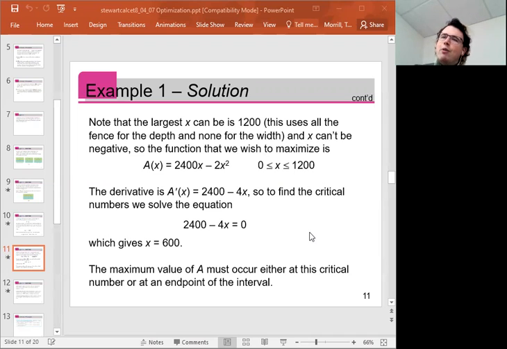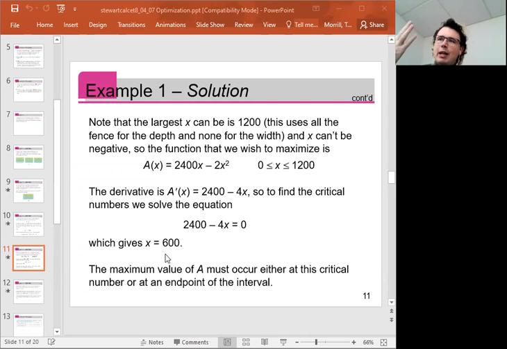Now I can go ahead and do my derivative. Derivative of this function is going to be A prime of x for the derivative of A. And that formula is going to be 2,400 minus 4x. I need to find where that derivative equals 0 in order to test for my critical values, right? This derivative is defined everywhere, so I don't need to worry about whether or not it is undefined anywhere. And what do I get? x has to be 600.